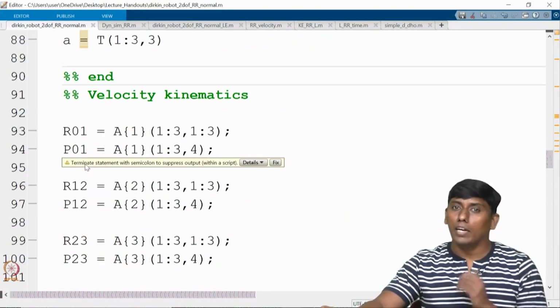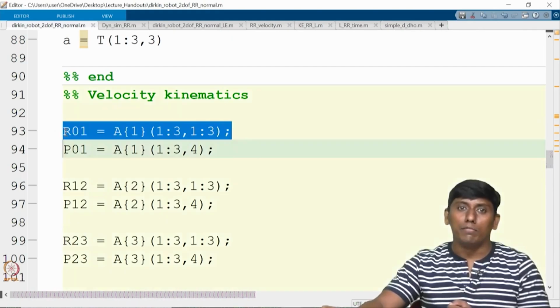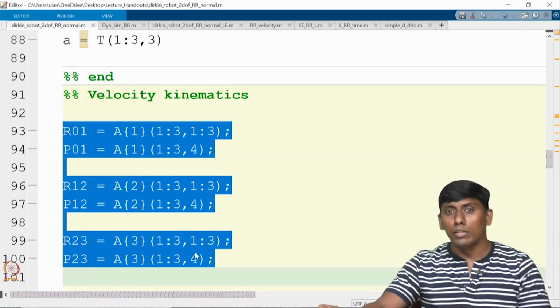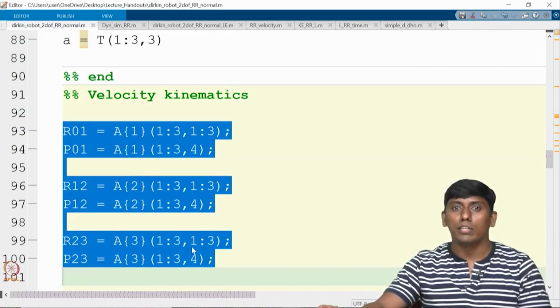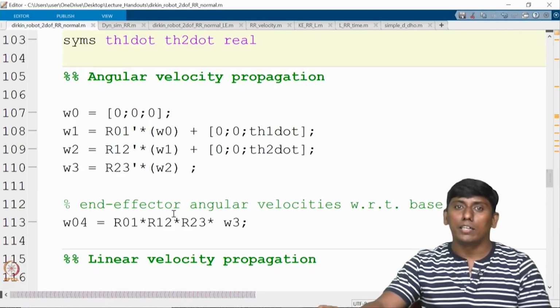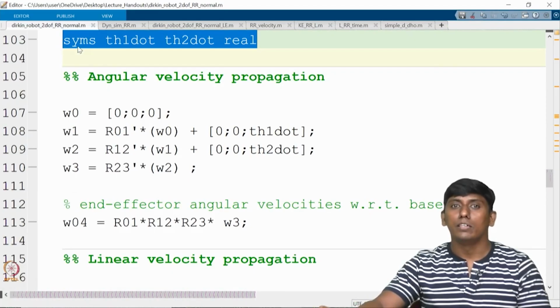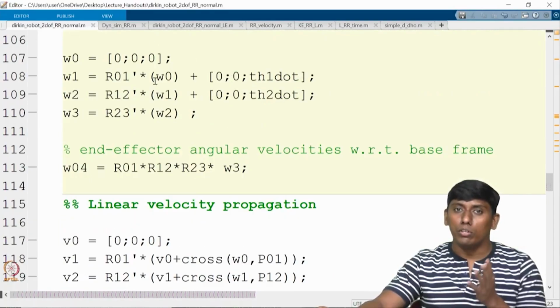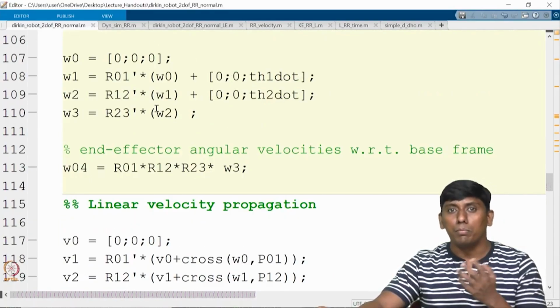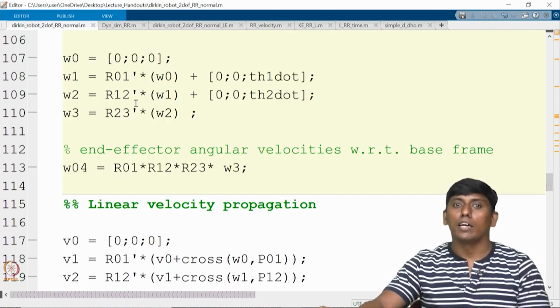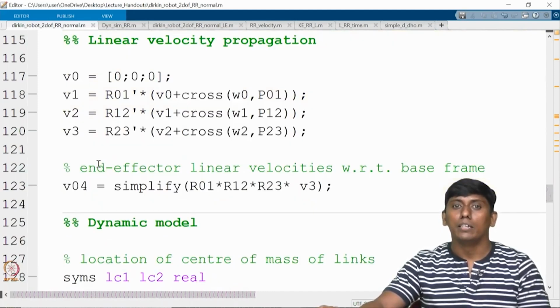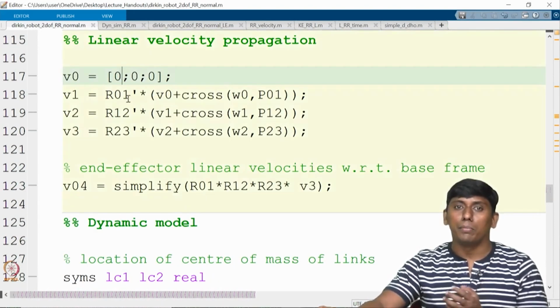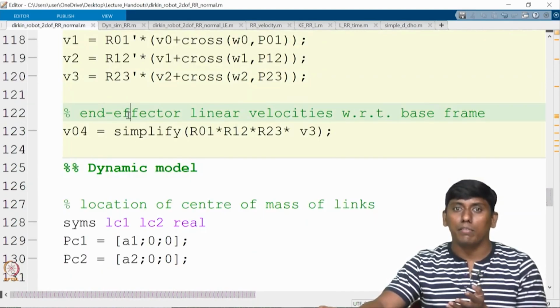After that we tried to do the velocity kinematics. For that we need to know the rotational matrices as well as the position vectors we have taken, and we started understanding that for propagation you need the velocity information. Here there are two variables, theta 1 dot and theta 2 dot, which we derived. Then we propagated based on the velocity propagation model. Initially we did the angular velocity, then the end effector velocity, then the linear velocity propagation, and we derived the linear velocity of the end effector.